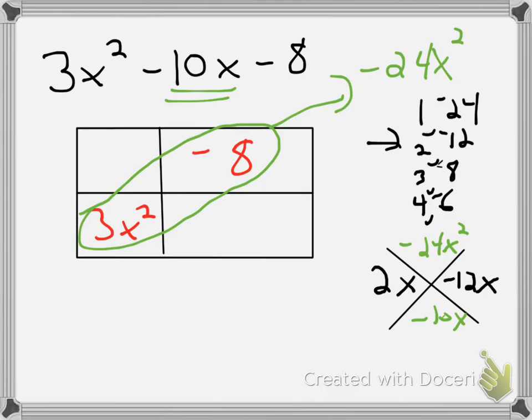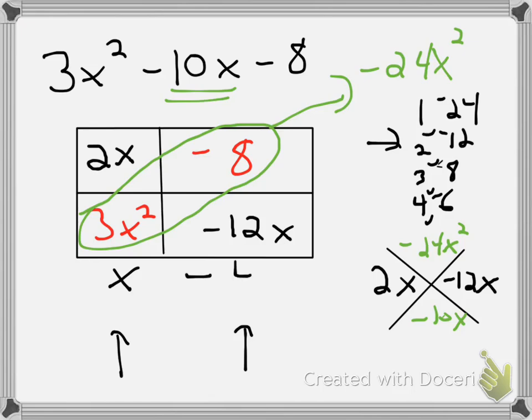Those two things together tell me how to fill in the rest of my generic rectangle. So I fill in my 2x here, and my minus 12x here. And then remember how this works. I'm looking for things that they have in common. When I look at this first column, I can't really find anything in common with the 2 and the 3, but they do both have an x. When I look at this next column, and I think about what the 8 and the 12 have in common, one is they're both negative, and two, they have a 4 in common.